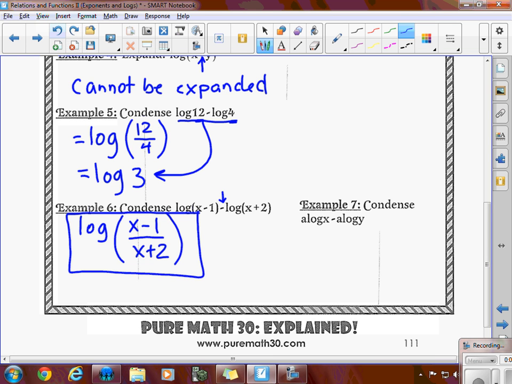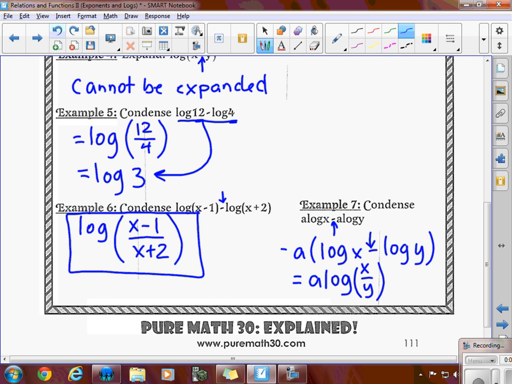Example 7 asks us to condense it again. We see a subtraction, so we should be thinking of the division law of logs. The base of both logs is 10, but they do have a common factor of a. So before I go and do the division law of logs, I should factor out that common factor of a. So I'd be left with a times the log of x minus the log of y. Now I have the subtraction in there again. I can condense those two logs into log base 10 of x over y, and the GCF of a is still available. So that is now condensed into one log.